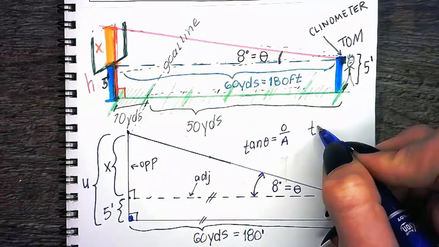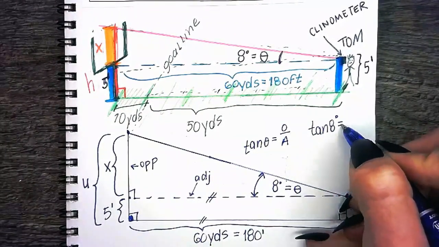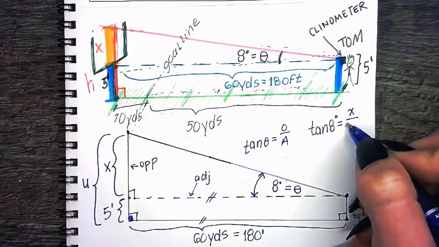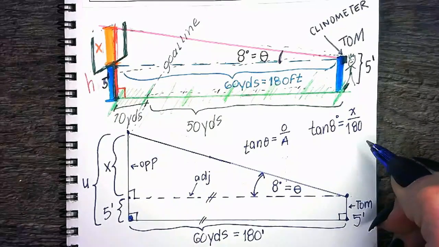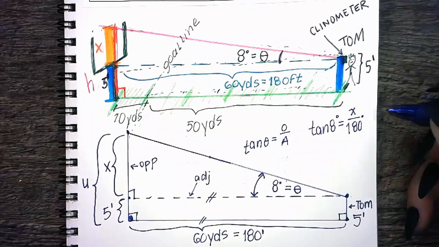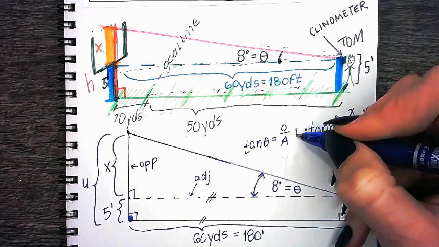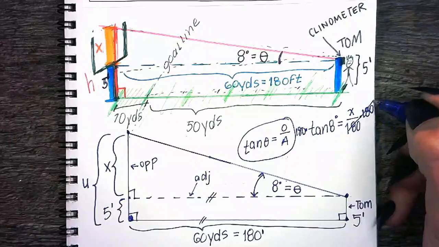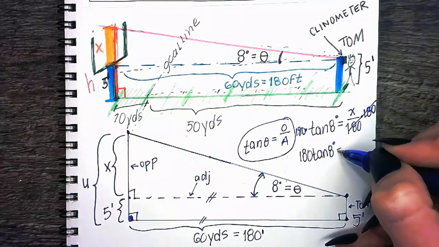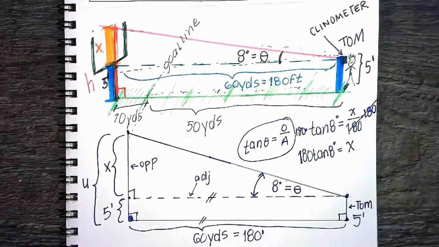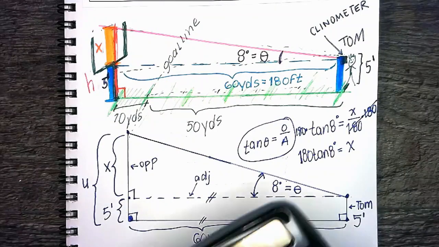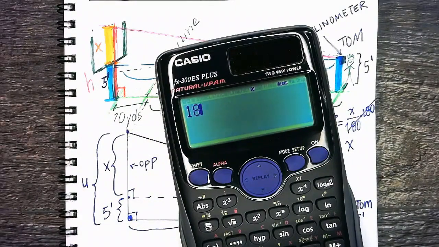Now, let's just fill in what we have. Tan of 8 will equal x over 180. We want to solve for x. This is very similar to the last example, so we'll multiply both sides by 180. Again, that represents an exact answer, but we want to round to the nearest foot. I'm going to type it into the calculator just like we did before.